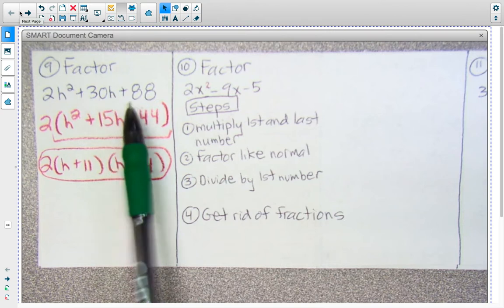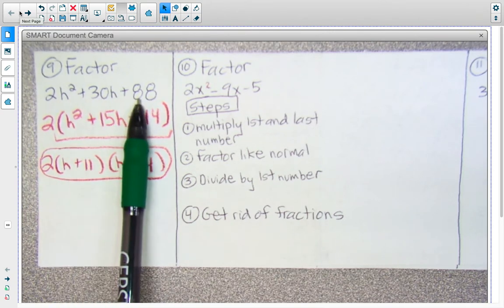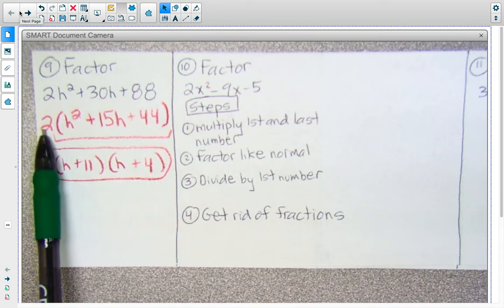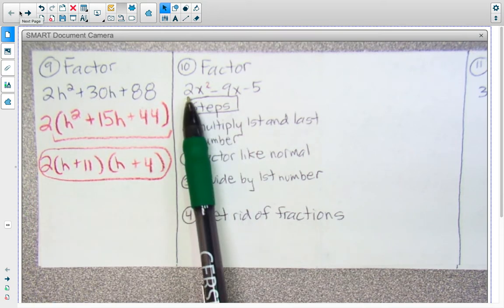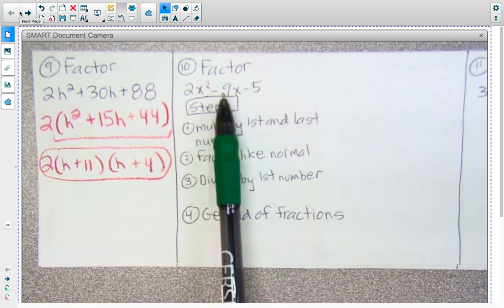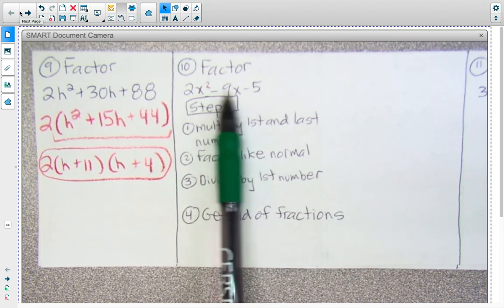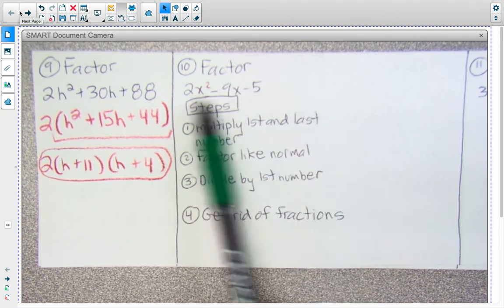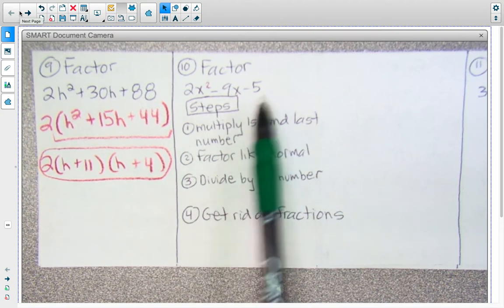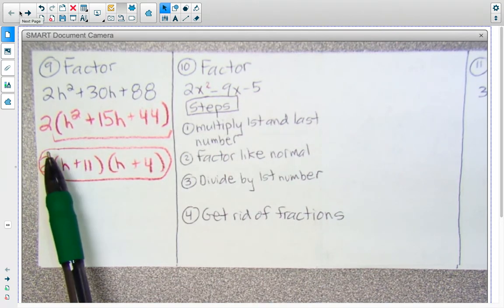So number 9 had a greatest common factor that I was able to pull out. So that greatest common factor was the number 2. If I look at number 10, they do not share a number or a variable in common. These two have x's, but this one doesn't have an x, and they don't share a number. So I can't pull out a greatest common factor.